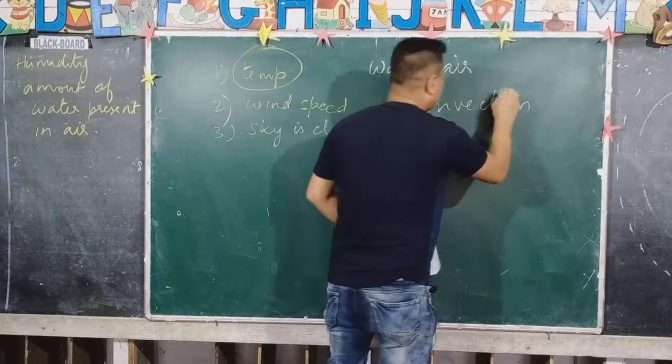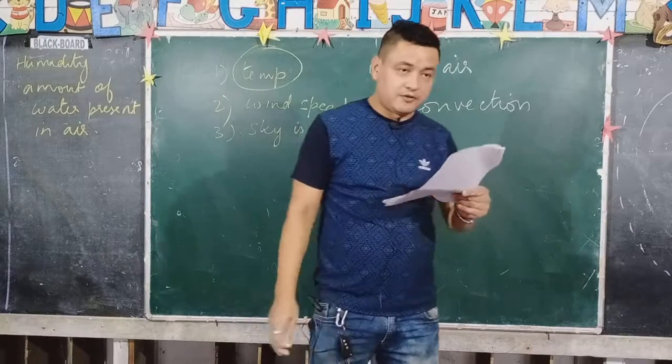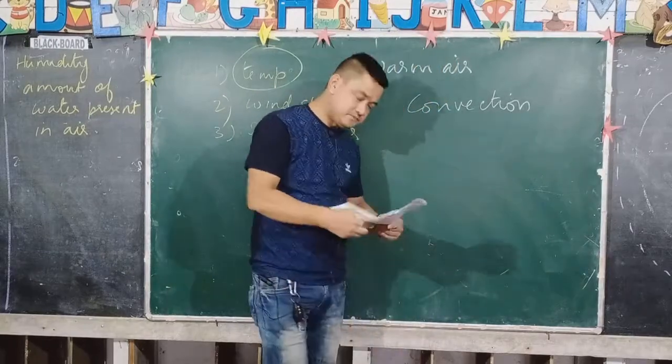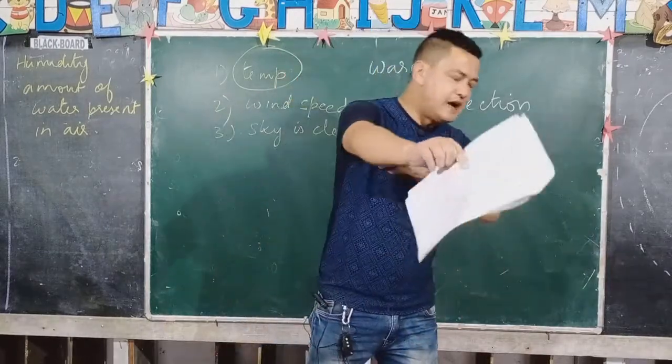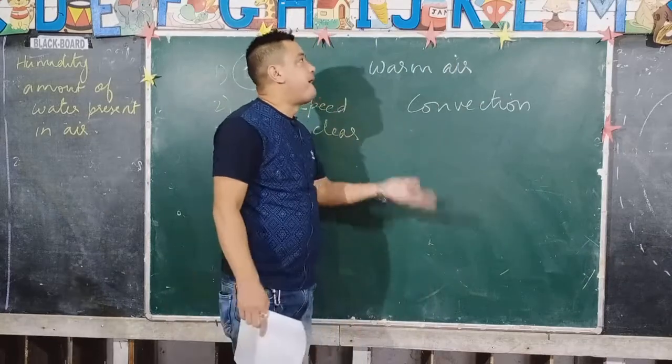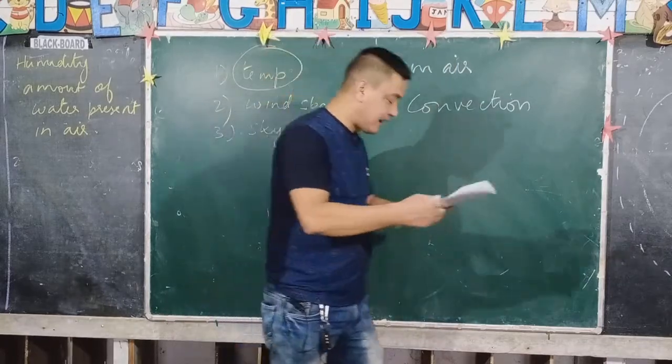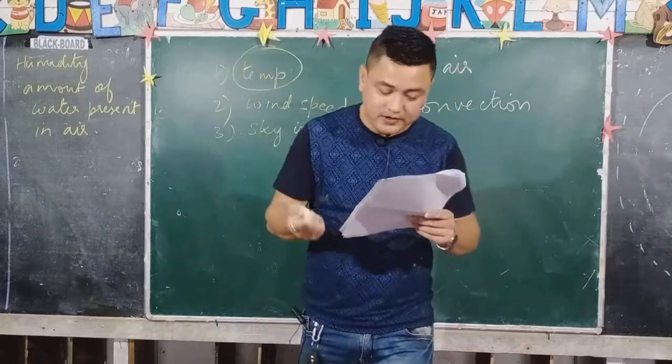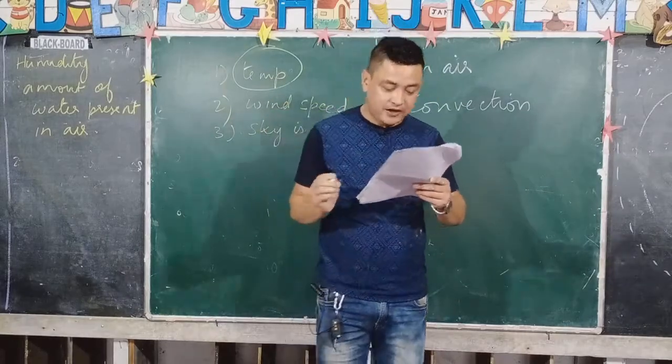Convection, C-O-N-V-E-C-T-I-O-N. We are talking about three types of heating: insolation, convection, as well as one more. I forgot the one. You can refer to page number 34 for that and see convection there.